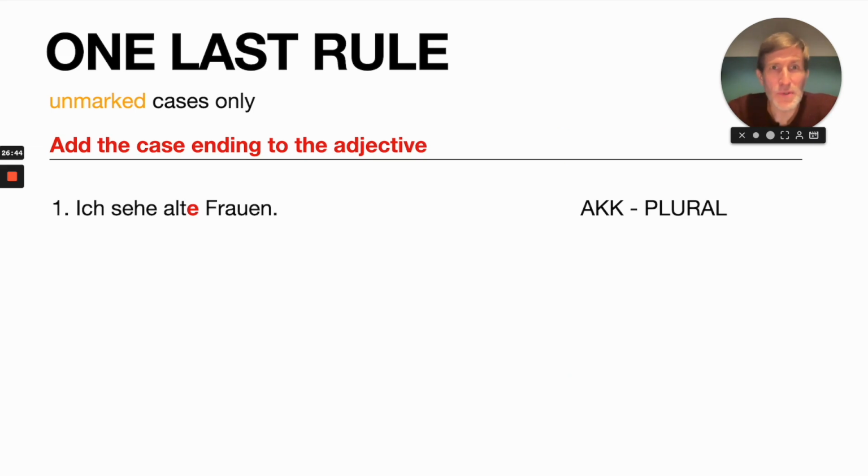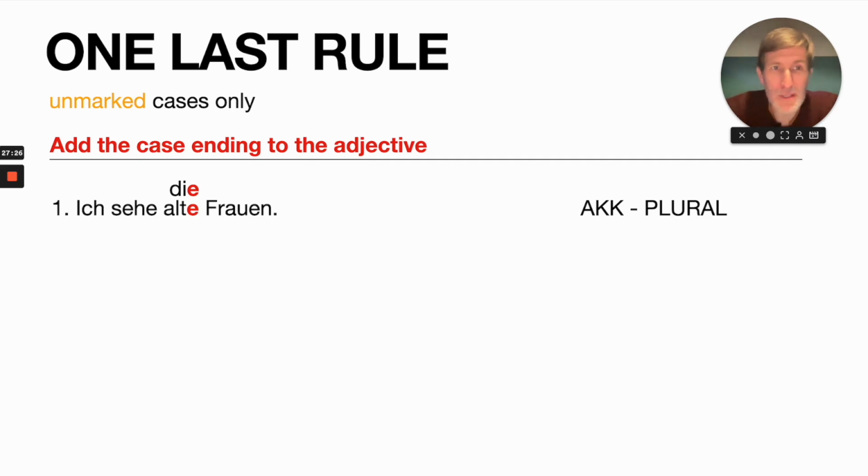One last rule. So the 5 simple rules were for marked cases only, and for the situation that an adjective is at the end of a sentence. Now, of course, we will also look at the unmarked cases where there is an article without an ending or no article at all. So if you see this example here, ich sehe alte Frauen, you see that there is no article in front of alt. Now, if that's the case, alt has to somehow do the job of that article. Yeah? You could theoretically replace alt with die. And you can see that the ending is the same.